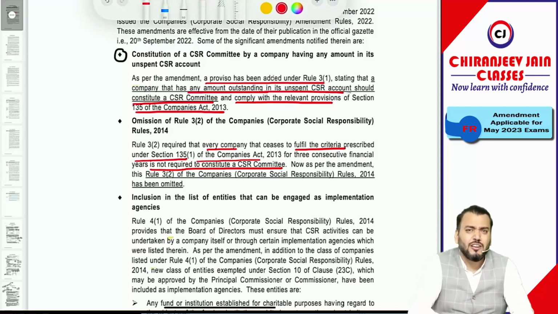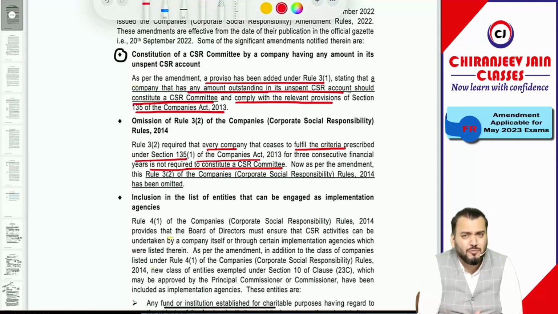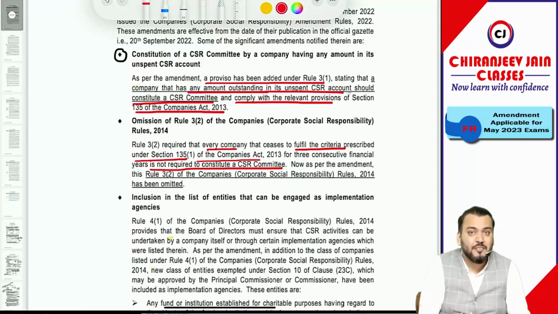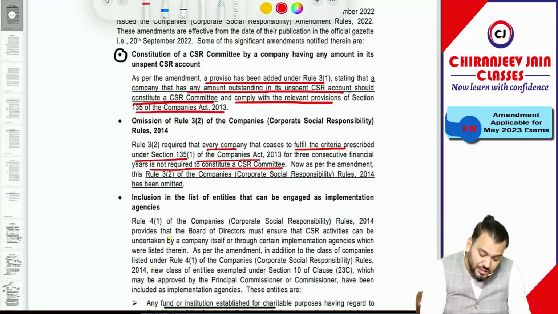However, I will say this was not a relevant point. Therefore, we are not discussing this point in class also. Now this point has been deleted from the rule. Now as per the amendment, this rule 3(2) has been omitted.